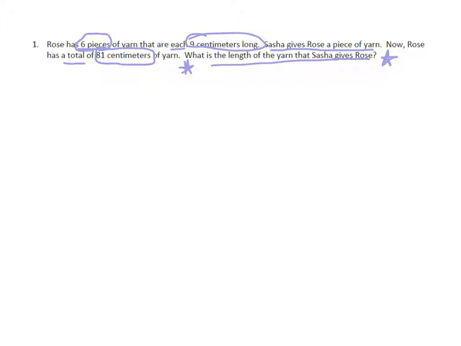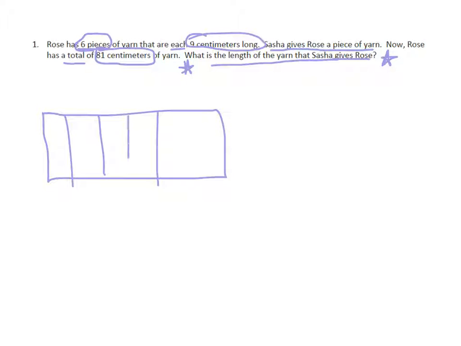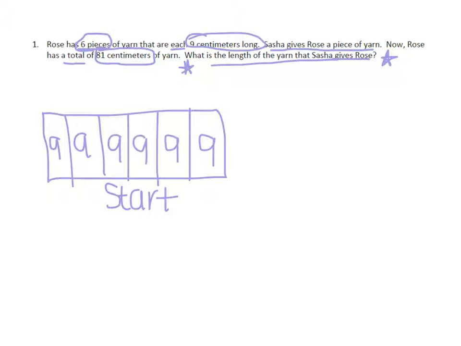So the first thing that we need to do is draw a tape diagram. Now I'm going to take a look at the very first sentence. It says that Rose has 6 pieces of yarn that are each 9 centimeters long. So that means I'm going to draw 6 pieces of tape in my tape diagram. I'm going to label them with 9 centimeters each. This is what she started with, so I'm going to label this tape diagram Start.